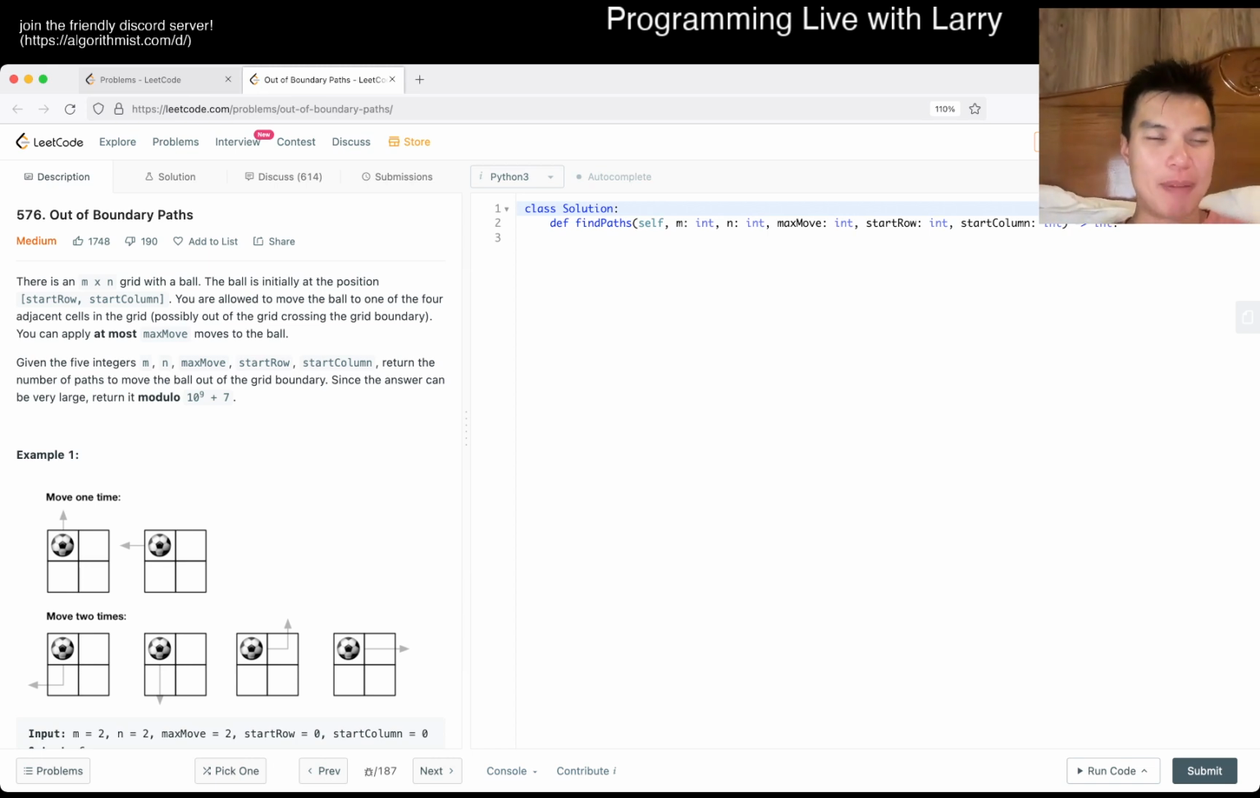Anyway, today's problem is out of boundary paths. I always say this. Okay, so let's say you have an m by n grid with a ball.